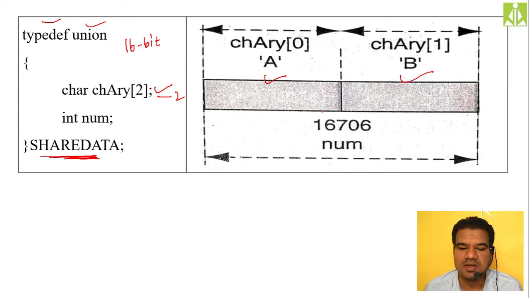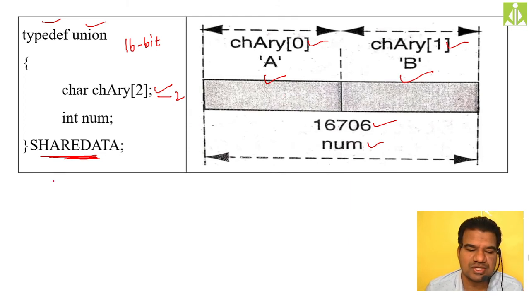So in these 2 bytes, at one point I am storing a numerical integer value, that is 16,706. And at another point, I am storing a character array, that is character array of 0 and character array of 1. So ultimately what will happen? It depends on which value you initialize most recently.